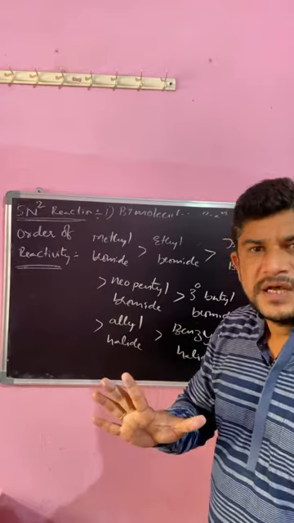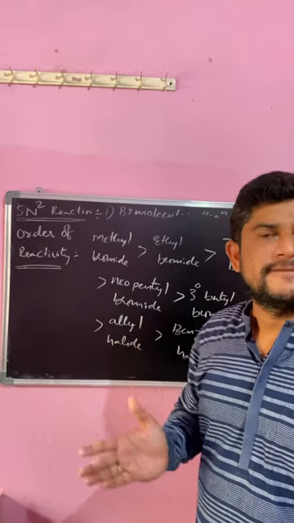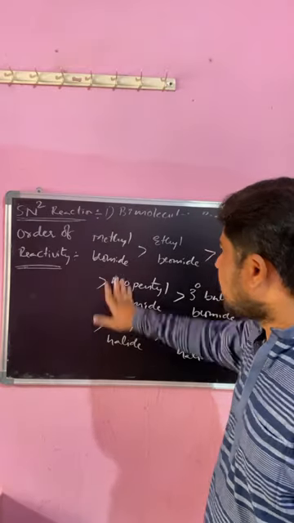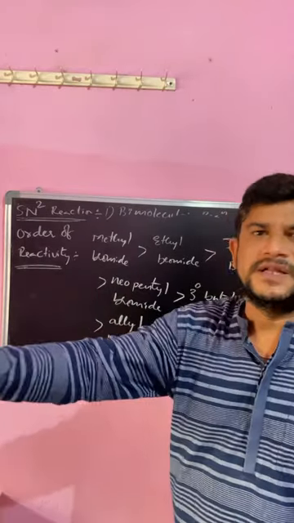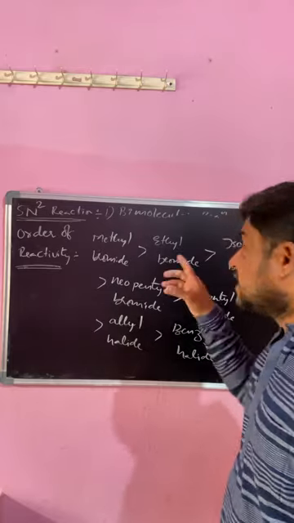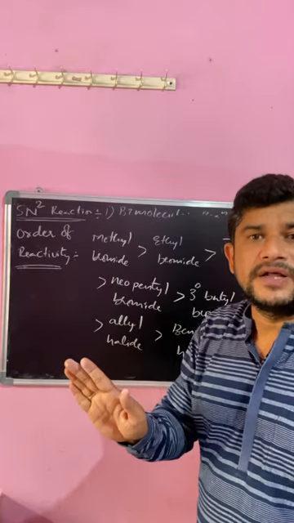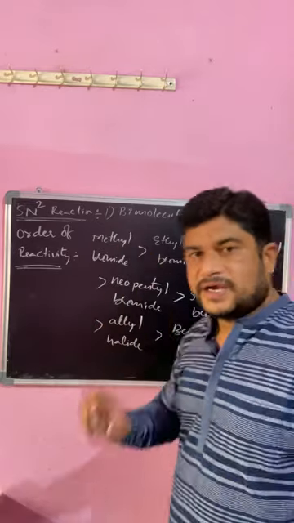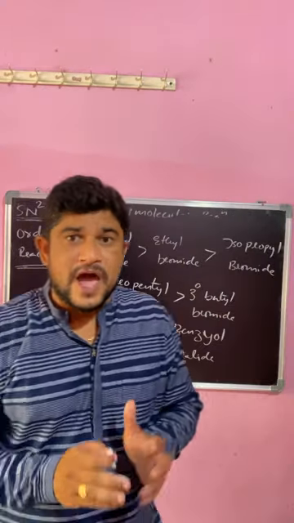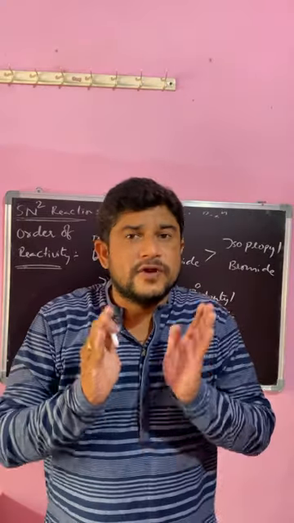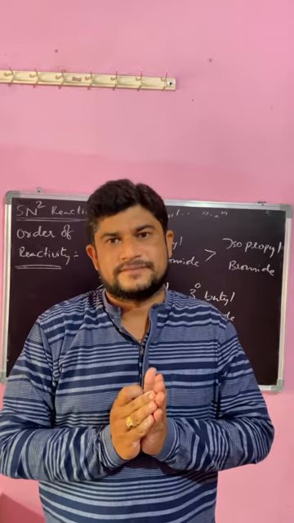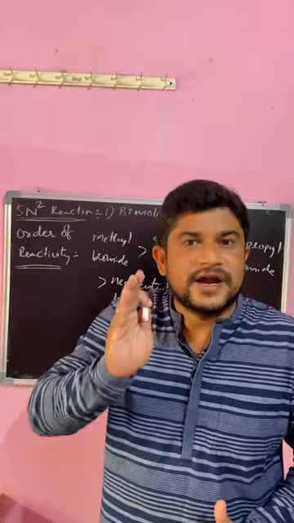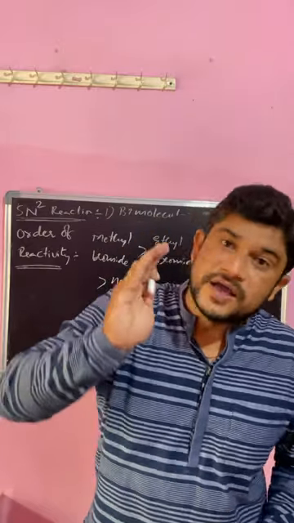Why? Because there is no steric hindrance there, and no reactive intermediate is formed. That's why primary alkyl halides readily participate in the SN2 reaction, while tertiary alkyl halides do not take part in it. So this is the reactivity order. And as the strength of the nucleophile increases, the rate of the SN2 reaction also increases.